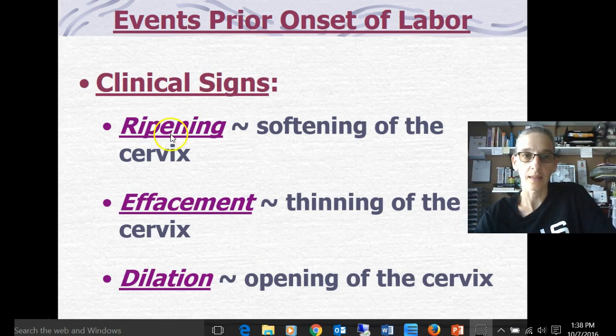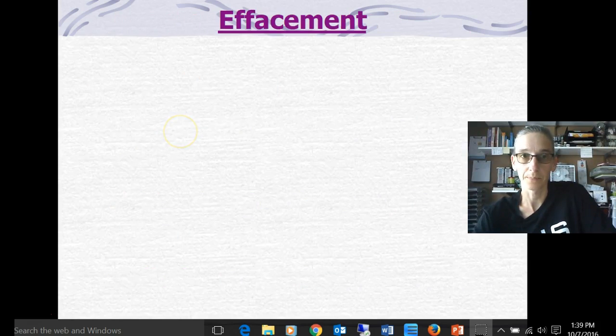So be sure that you understand these 3 words, the difference, and what they truly mean, not memorizing what I'm saying to you, but understanding the true meaning between ripening the cervix, effacement of the cervix, and dilatation of the cervix, because there are 3 distinct phases, okay, of cervical changes in preparation to labor.